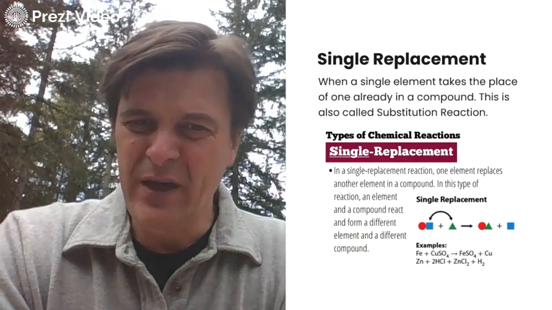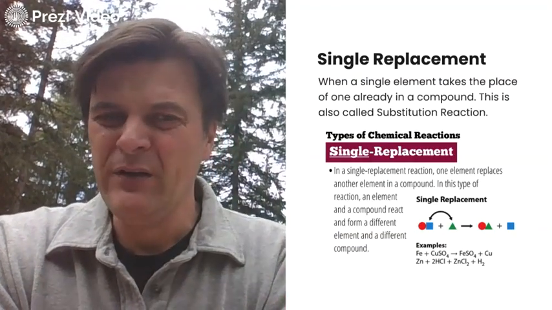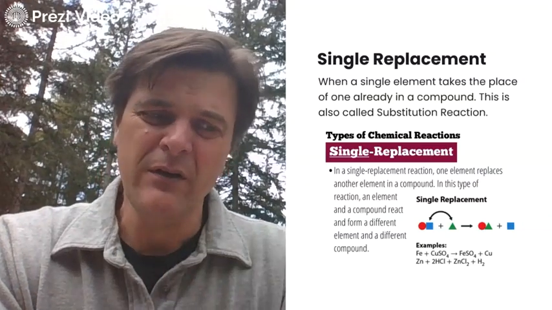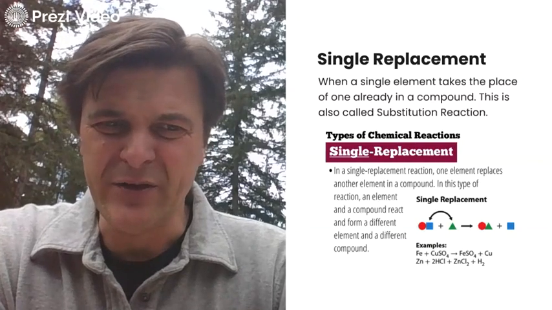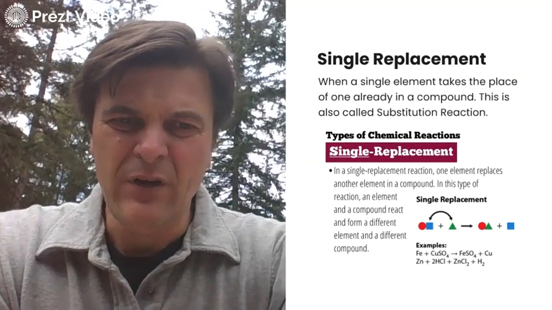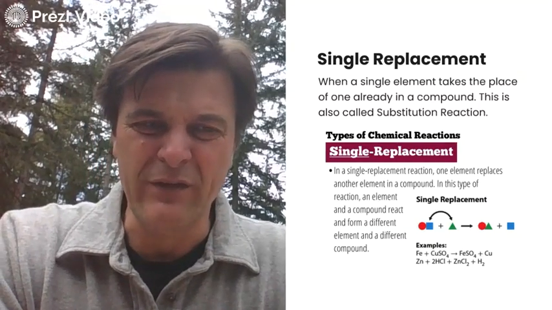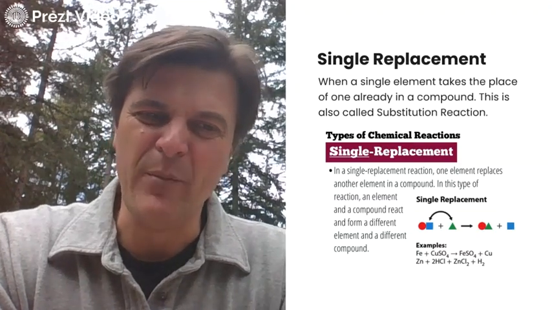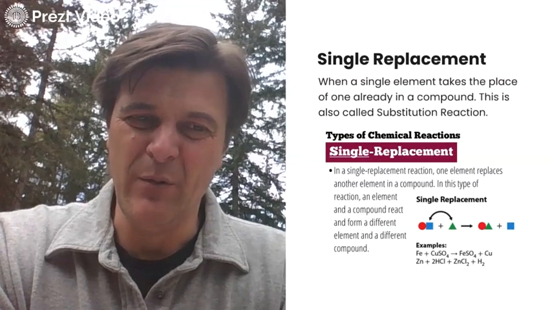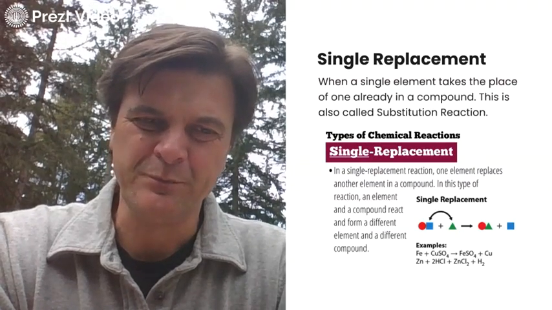So if your single is a metal, it replaces the metal. If your single is a non-metal, it replaces the non-metal. And look at the examples that you have on the slide here. You'll see in the first example, we have a metal, which is iron, and so when it comes in, it replaces the copper, which is also a metal.